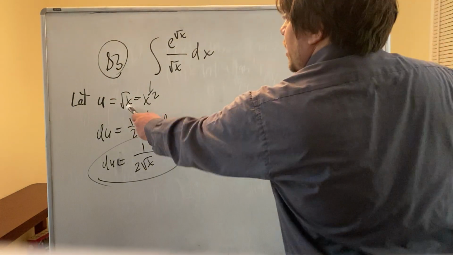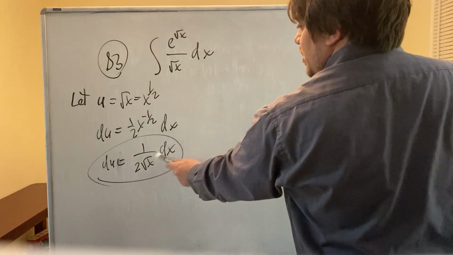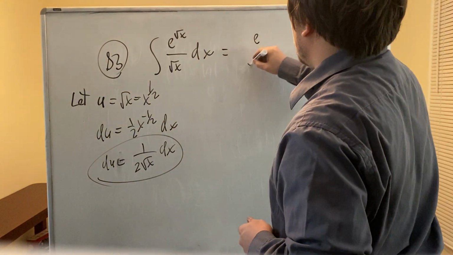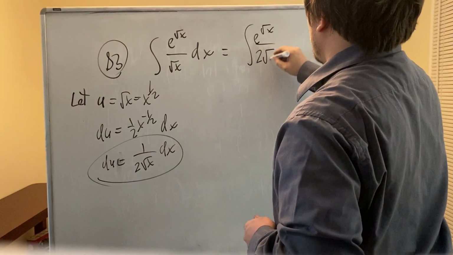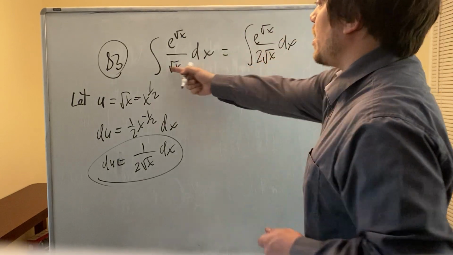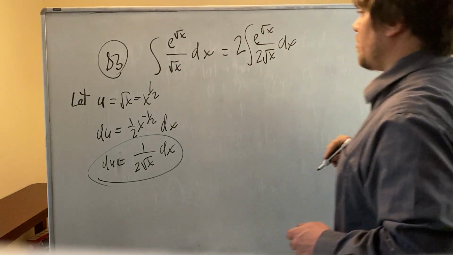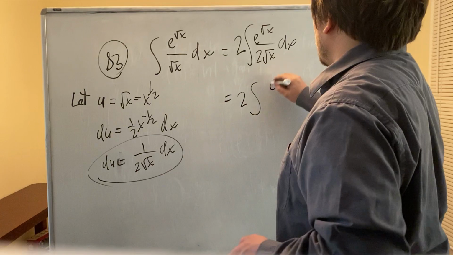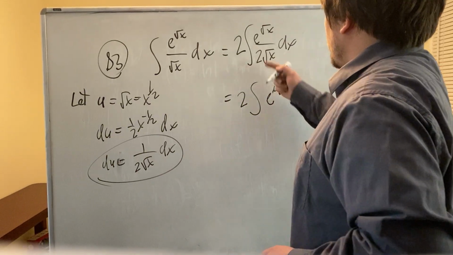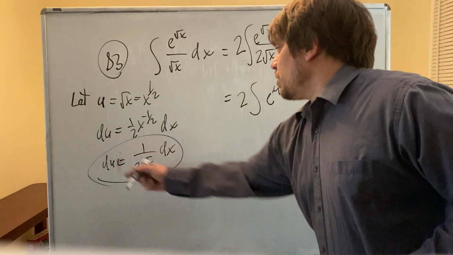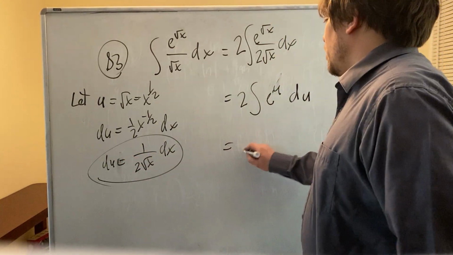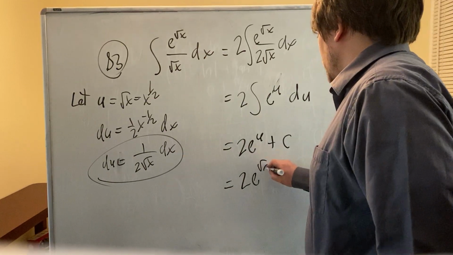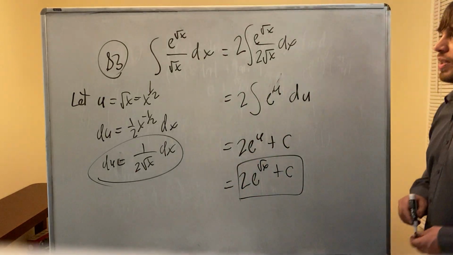Okay, so the u here, this is e to the u. The 1 over square root of x dx, we're missing a 2 in the denominator. So we can fix that by putting a 2 in the denominator. So this is equal to the integral of e to the square root of x over 2 square root of x dx. But if I put a 2 in the denominator, that means I'm multiplying by 1/2. So I fix that by also multiplying by 2. So this is equal to 2 times the integral of e to the u, and then 1 over 2 square root of x dx is du. So this is e to the u du. So this equals 2e to the u plus c, which equals 2e to the square root of x plus c. And that's the final answer. So that's the answer to 83.